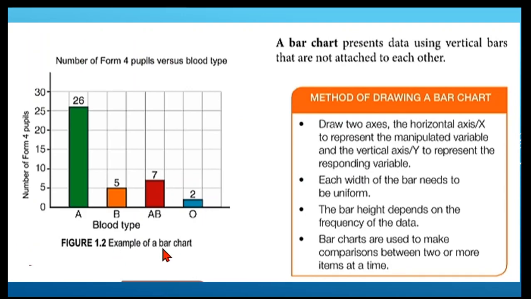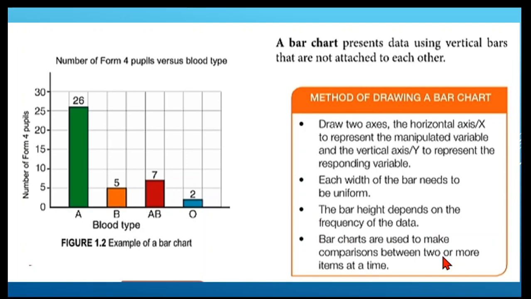And this is an example of a bar chart. Ini under kategori graph juga. A bar chart presents data using vertical bars that are not attached to each other. First you draw two axes. This one is Y and this one is X. Remember Y is responding and X is the manipulated variable. Each width of the bar needs to be uniform. So kena uniform lah kelebaran dia, dan dia punya tinggi adalah according to kita punya data. Yang lebar itu sahaja yang mesti uniform. Dia punya ketinggian adalah bergantung kepada data kita.